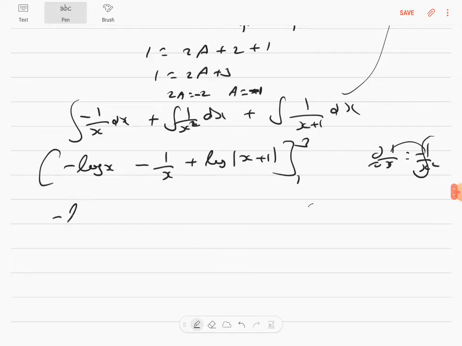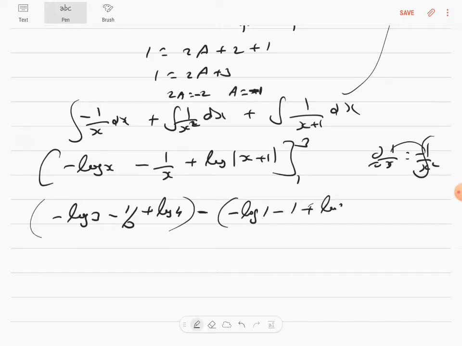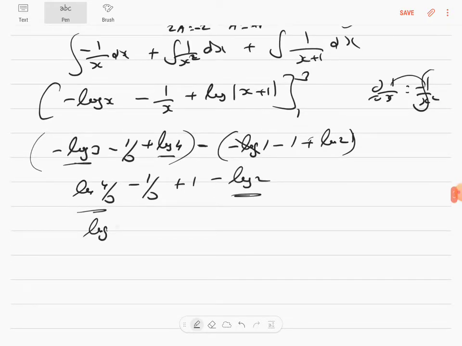So upper limit is minus log 3 minus 1 by 3 plus log of 4, minus lower limit, minus log 1, which itself is 0, minus 1 by 1 plus log 2. Okay, so this itself is 0, and this is log 4 minus log 3, which is log of 4 by 3, minus 1 by 3. Log 1 becomes 0, so it will become plus 1 minus log 2, and log 4 by 3 minus log 2 will become division. Log 4 by 3 divided by 2 is log 2 by 3.